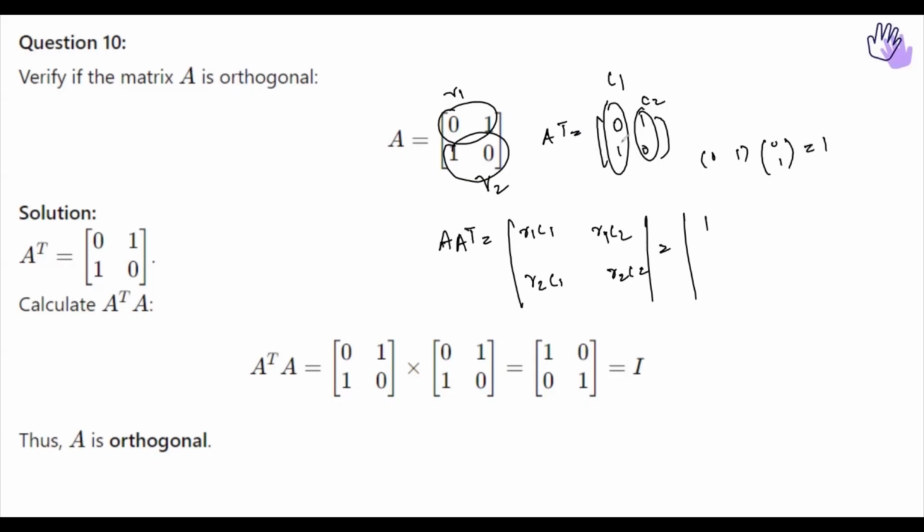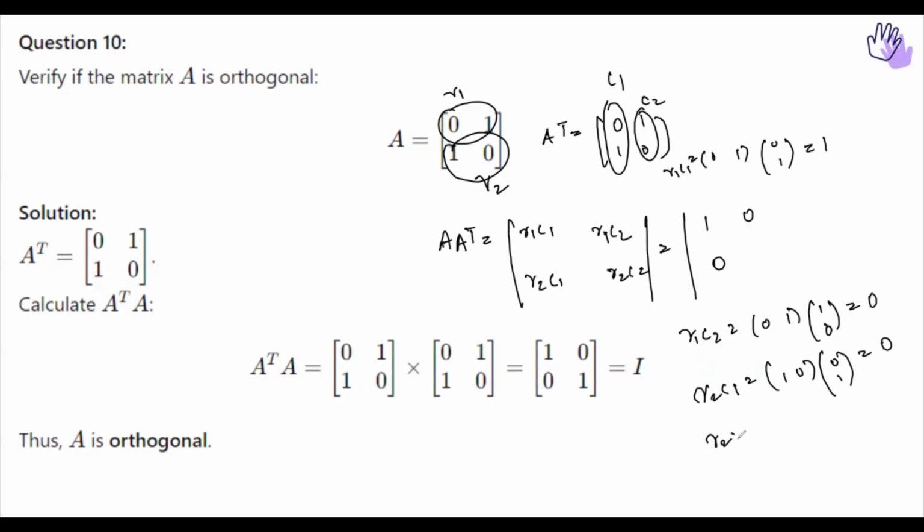And what about R1 C2? R1 C2 is row 1 times C2, that is 0 1 times 1 0. So that is 0. Okay, so this will be 0. And R2 C1 is row 2 times C1, so that is 1 0 times 0 1. So this is 1 times 0 plus 0 times 1, that is again 0. So this will be 0. And R2 C2, that is actually, what is row 2?